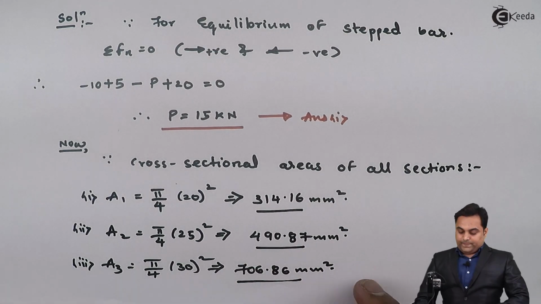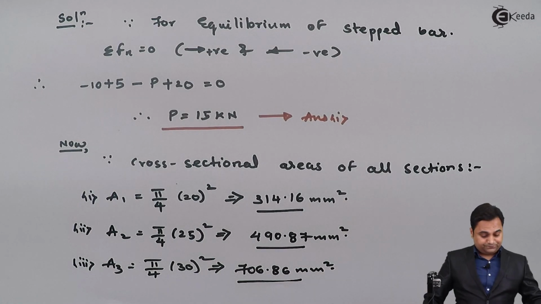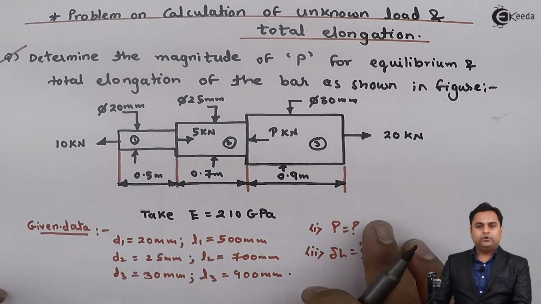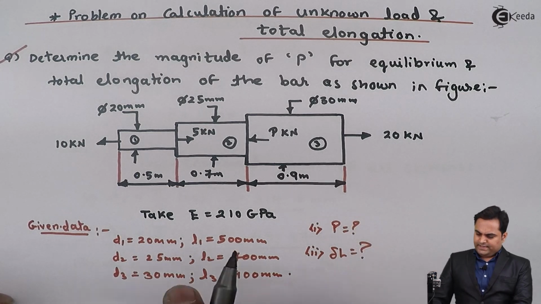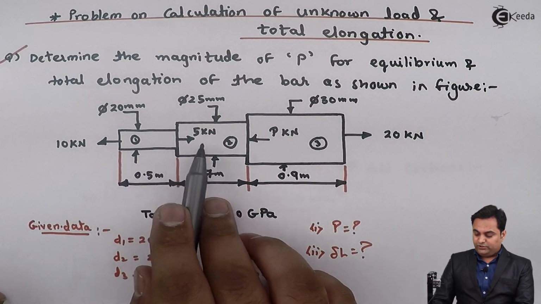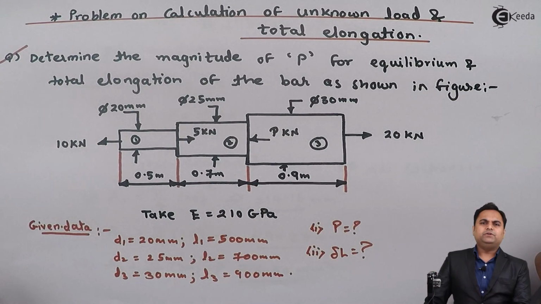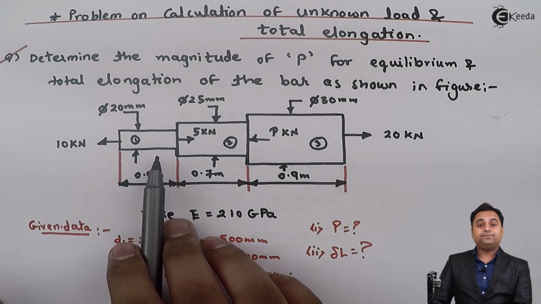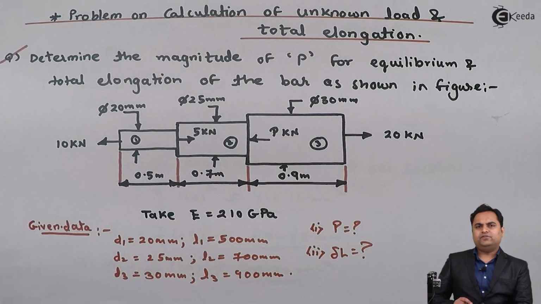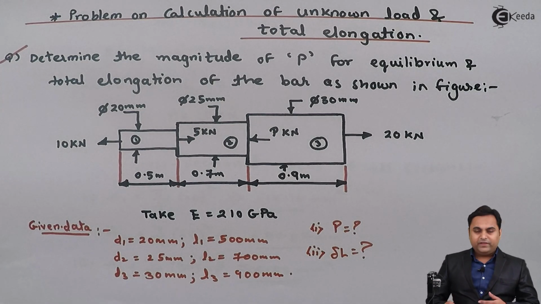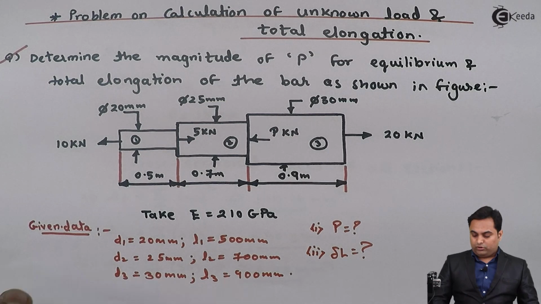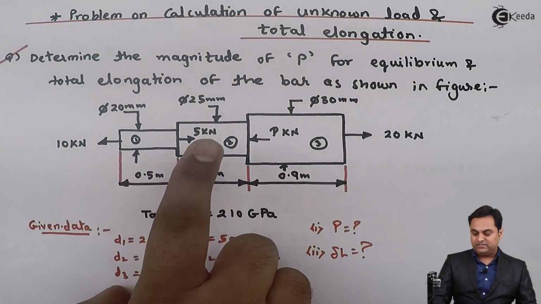Now, after getting the individual areas, we have to find out the total elongation. In this stepped bar there are different loads, different values of load. So we need to know how much load is acting on the first section, on the second section and third section. And for this purpose we have to take different sections separately and find the value of load. Always in such kind of problems, when you want to find the load of an individual section, try to find the load first on the extreme most sections. That is, first we will find out the load on section 1 and section 3. At last we will go on to section 2.